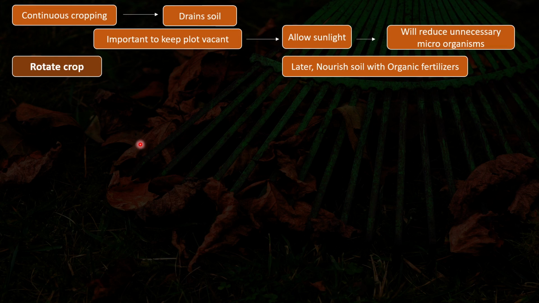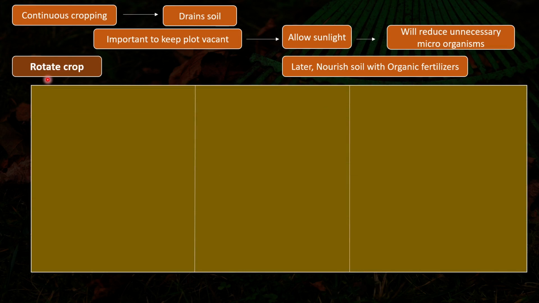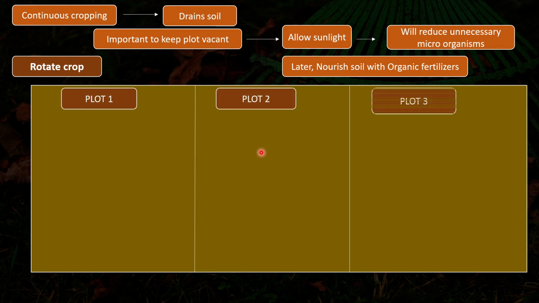Apart from that, crop rotation provides nutrients to different plants, right? So crop rotation is also important that way. So let us look at a scheme of crop rotation that is usually carried out in kitchen gardening. Say for example we have three plots, plot 1, plot 2 and plot 3, right?